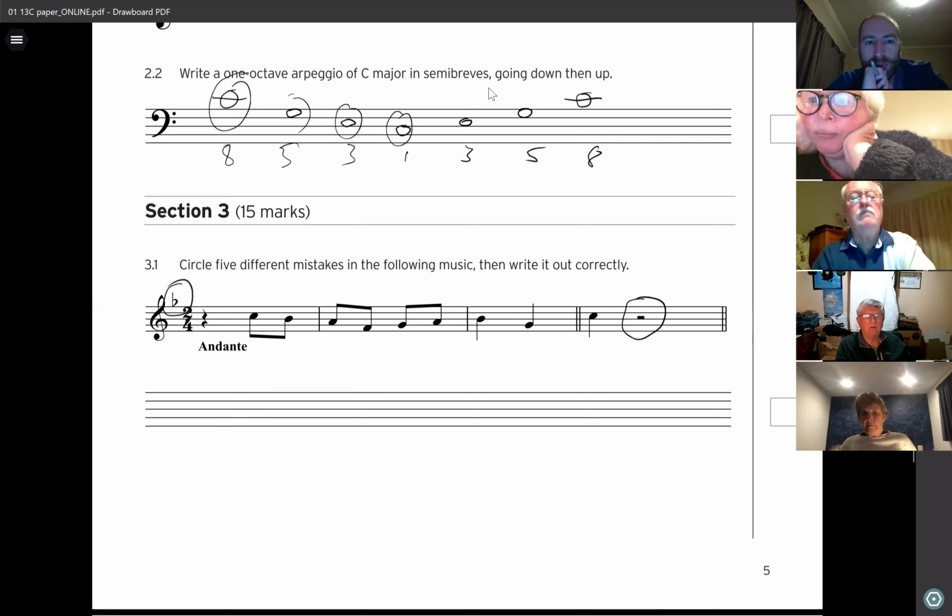What other mistakes can we see? Which rest is wrong? The end one, which I've circled. It should be like the first one. Gotcha. Any other mistakes that we can see?